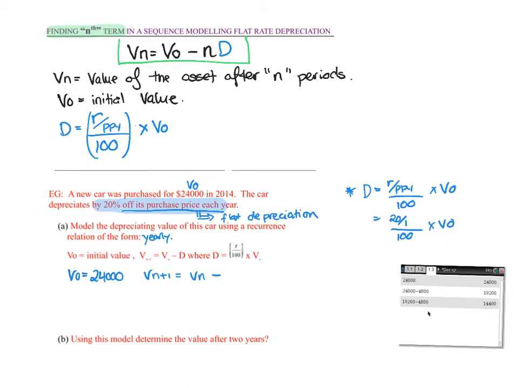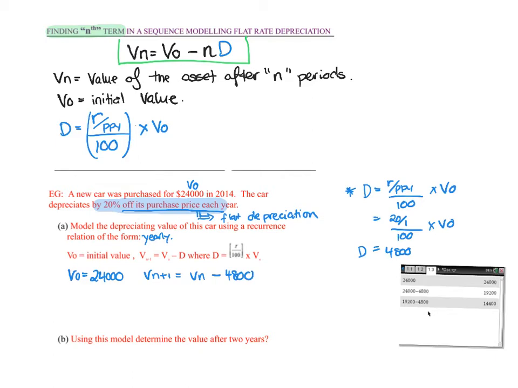So 20% of 24,000 would be what? 480? Is it? No, a bit more. 4,080? What is it, boys? Okay, so it's 4,800. So over here, that's what D equals, so I'll put that there. So 4,800. So there I've done a recurrence relation.